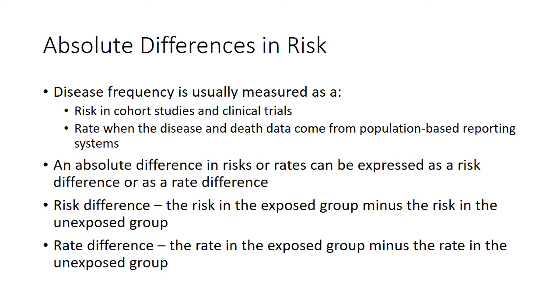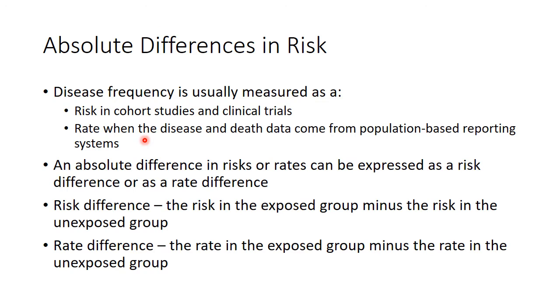So first off, we're going to look at absolute differences in risk. When you're measuring disease frequency, typically you're going to be looking at risk when you're doing cohort studies, or a clinical trial where you'd randomize people to different groups to have exposure to one thing versus another. And typically when you're looking at more population-based reporting systems, so imagine you're getting data from death statistics in the US, this is where you're going to be looking at rates. You'll see rates of disease and death data coming from these larger systems. You can think about these, for our purposes, relatively interchangeably when discussing absolute differences in risk.